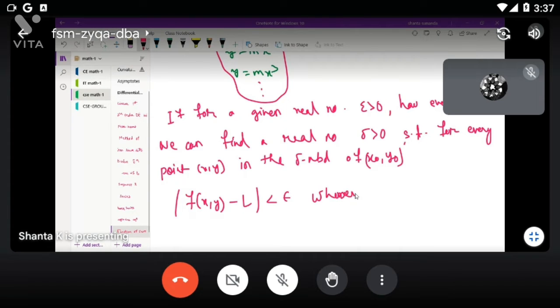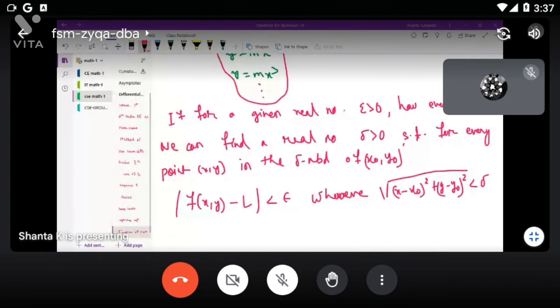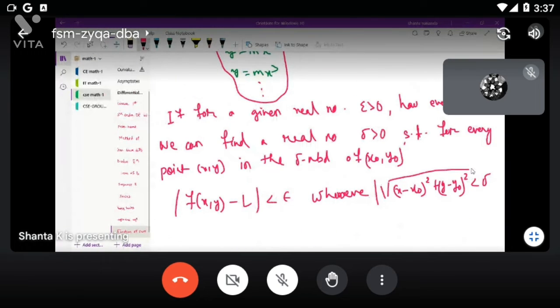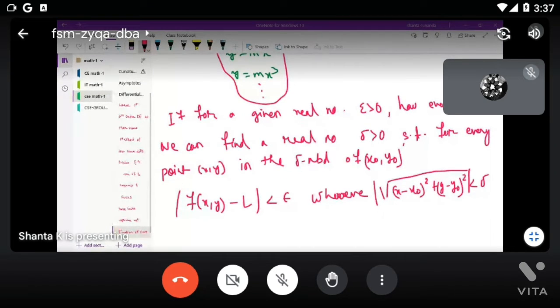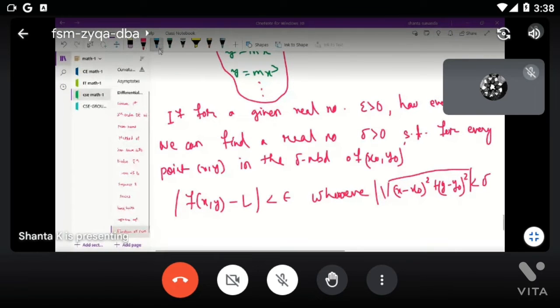Whenever the square root of x minus x naught square plus y minus y naught square is less than delta. And this delta is dependent on epsilon. Both epsilon and delta are small positive real numbers, and delta is dependent on epsilon. The same definitions we are extending here. If the limit exists, then it is unique.